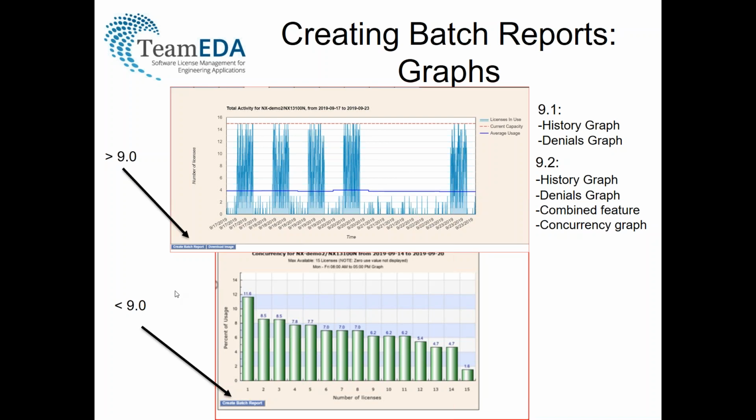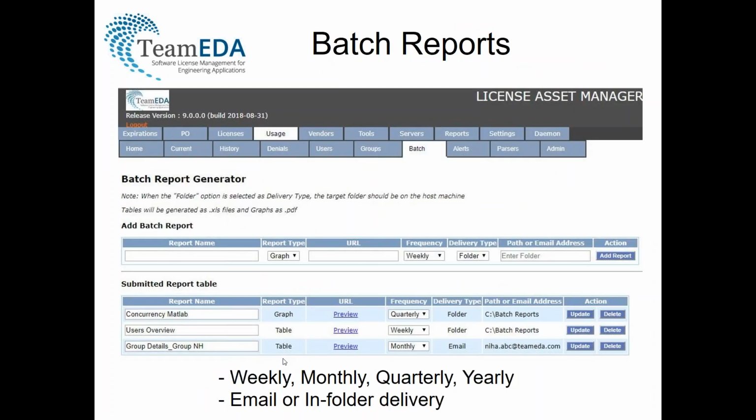If you are prior to 9.0, then all your graphs are going to look like this. When you put your cursor inside the graph, you're going to see this little box down at the bottom here. It says Create Batch Report. You click on that, and that takes you directly back up to this page.